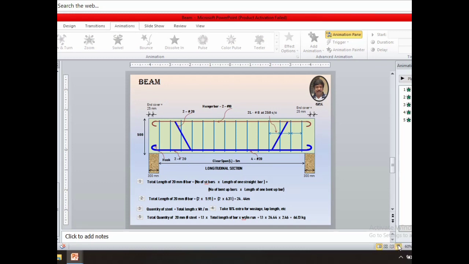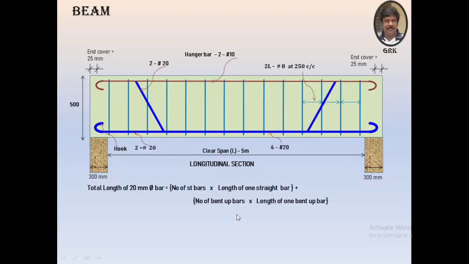I'll come back to this one once again. So it is 24.44 meters. The quantity of steel is estimated by using the formula: total length into weight per meter length. When you calculate the total length here, this is the total length of the bar.